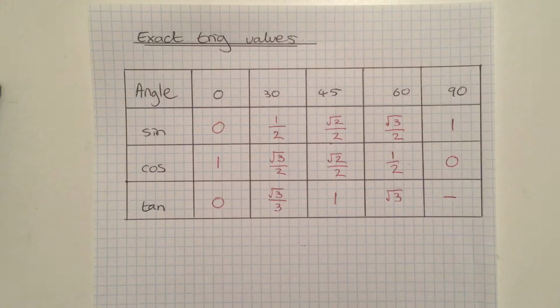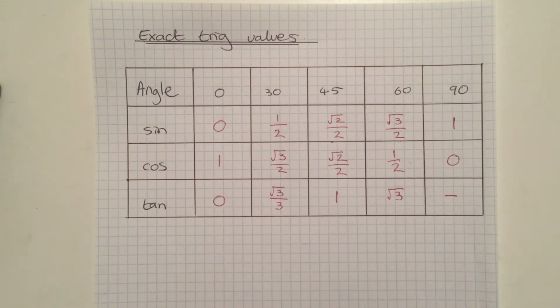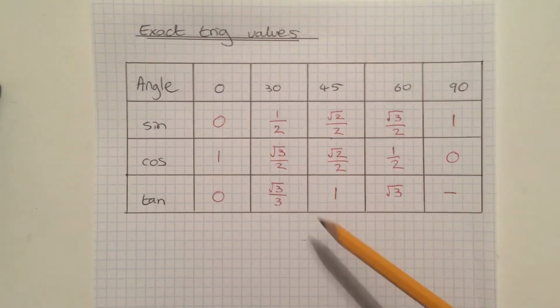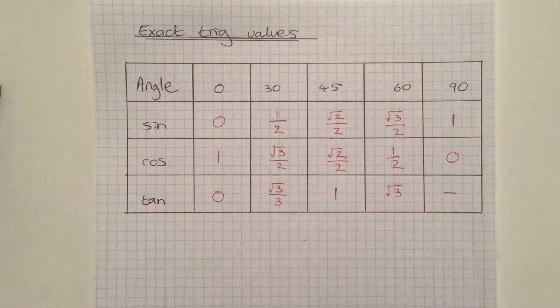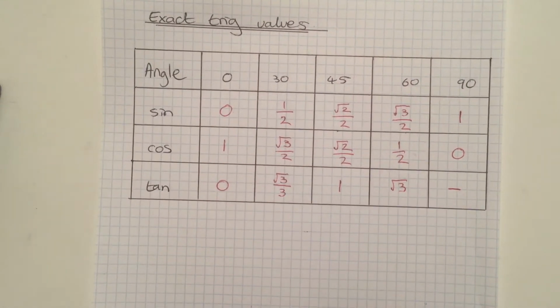Now, when I was at school, I was told just to learn all of this. Just learn this table, is what I was told. However, I don't like that method. I am definitely an advocate of trying to remember as little as possible and being able to work out as much as possible. So rather than learning all of this, I want to show you a way that you can work it out with as little memory as possible.